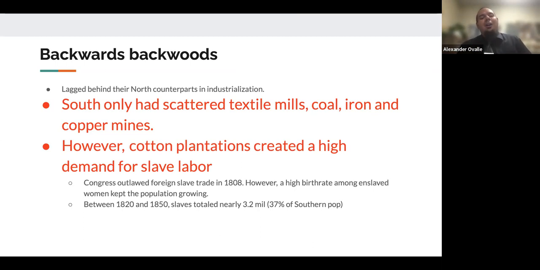Congress, remember, outlawed the foreign slave trade in 1808. However, a high birth rate among enslaved women kept the slave population growing. Between 1820 and 1850, slaves totaled nearly 3.2 million people. 37%, almost more than 1/3 of the South's population, were enslaved people.